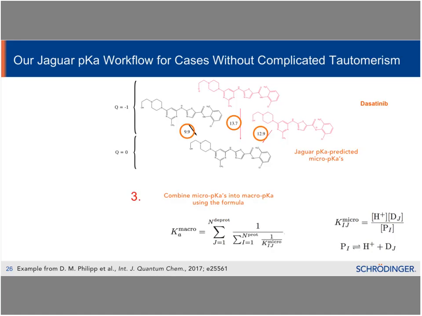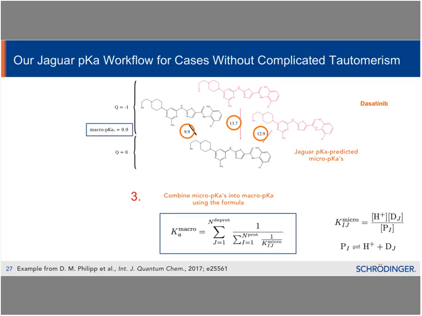Then you can combine these micro pKas into the final macro pKas using this formula. This formula is very well known and was published multiple times. You can find more information about it in this paper shown below. The formula is composed of micro pKas, the numbers we just calculated, and you can compute macro pKa from it.